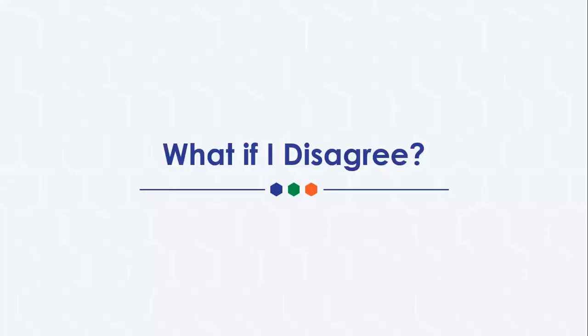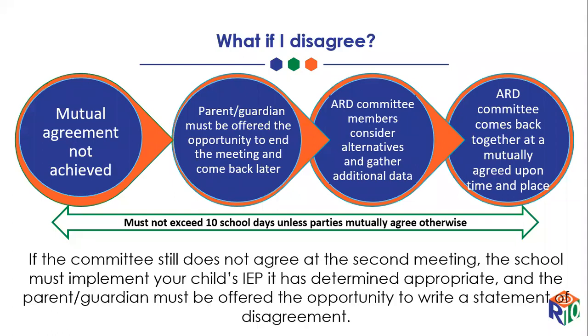What if I disagree? If you disagree with the decision of the ARD committee, which indicates mutual agreement has not been achieved, then you must be offered the opportunity to end the meeting and come back later. Then the ARD committee members would consider alternatives and gather additional data. The ARD committee would then come back together at a mutually agreed upon time and place.